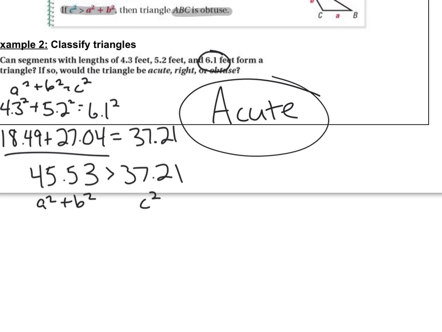All right, so that's just a crash course in the converse of the Pythagorean theorem. Hopefully we are starting to understand a squared plus b squared equals c squared.